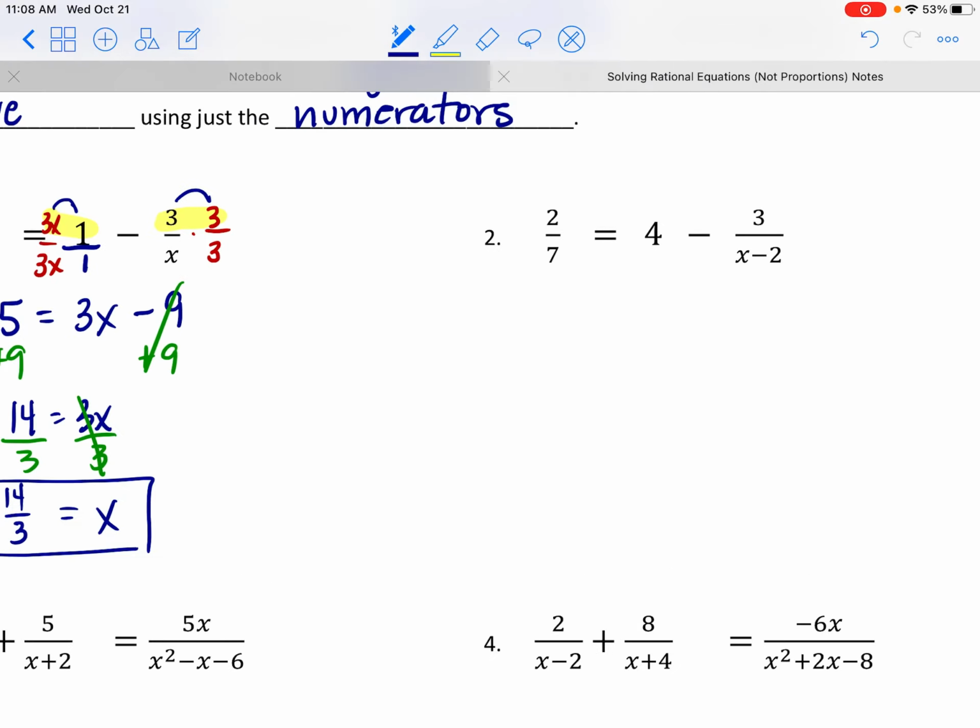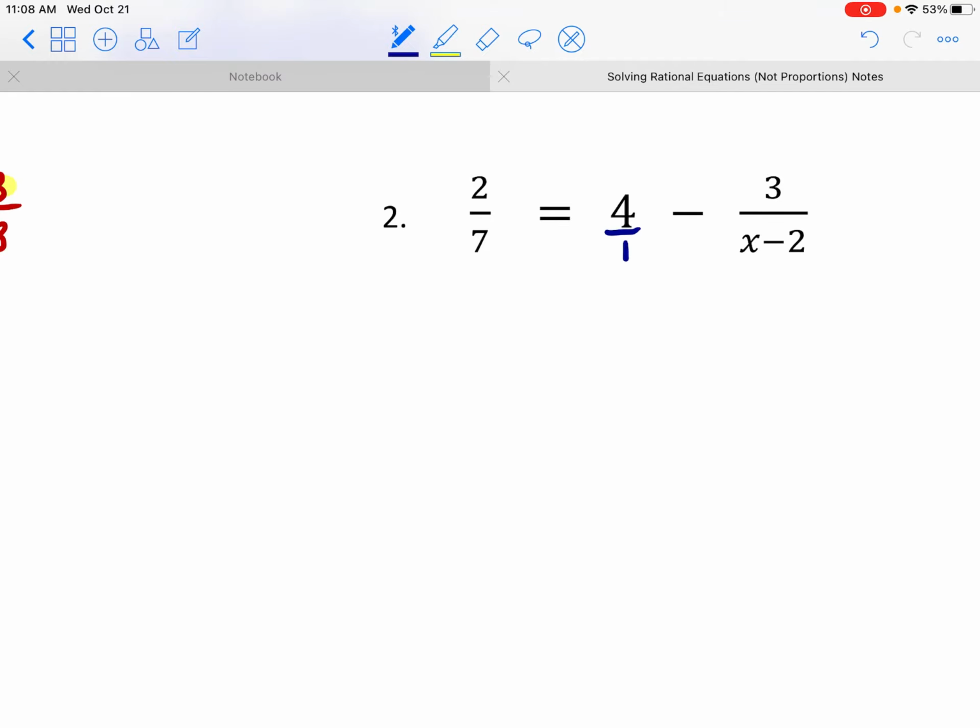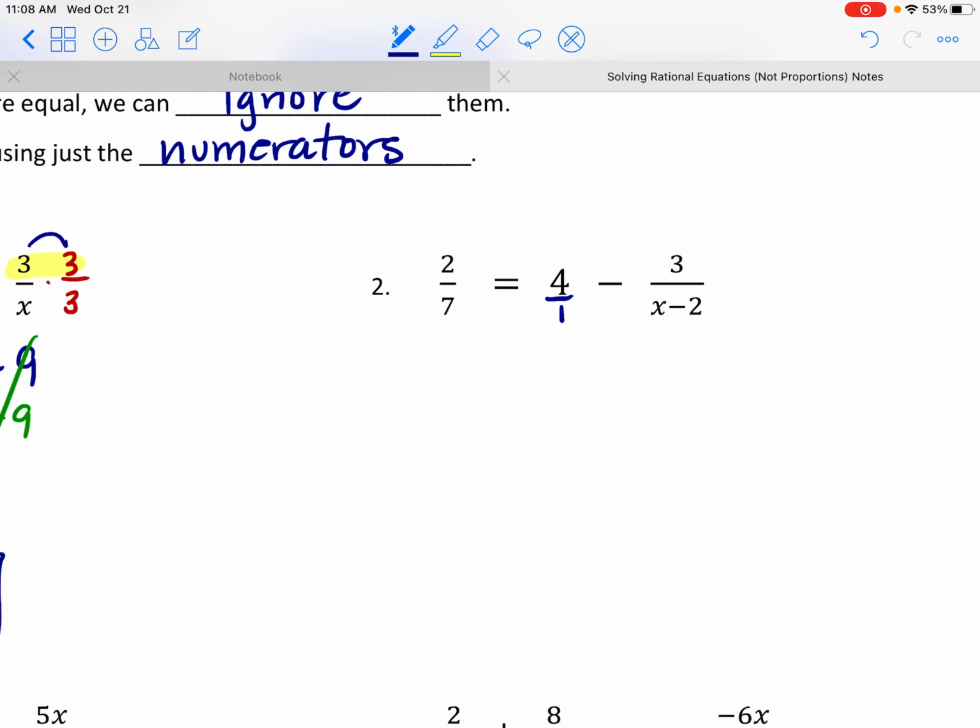All right, let's try that again. So here we have one restriction. In this one, we have a restricted value of 2. If I put a 2 right there, 2 minus 2 would make a 0 in the bottom of that fraction. And since my other denominators don't have variables, no restrictions are going to occur there. So for our restricted value, x cannot equal 2. And now we need a common denominator so that we can ignore those denominators.